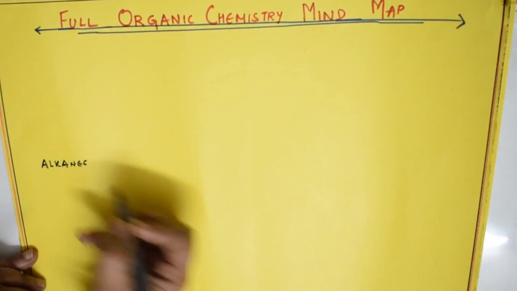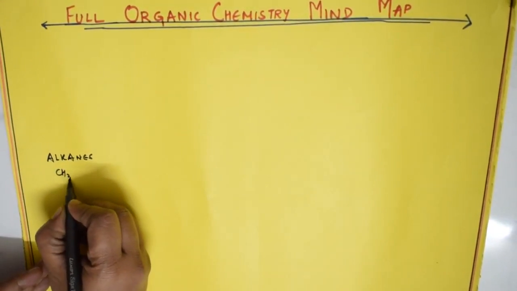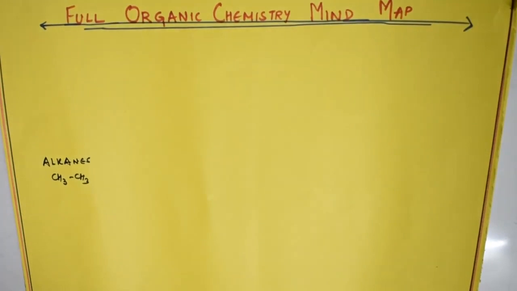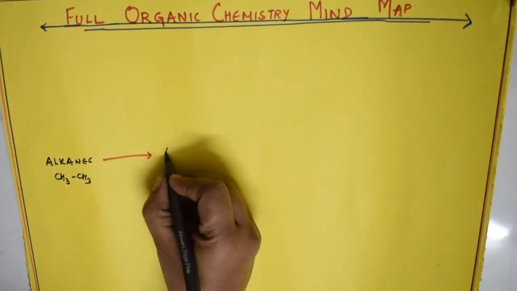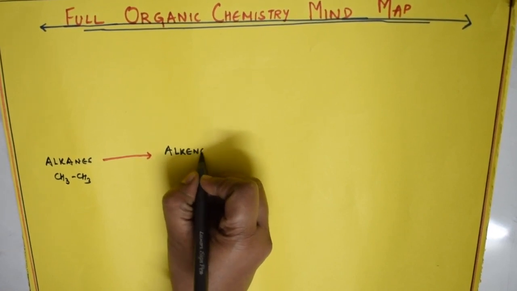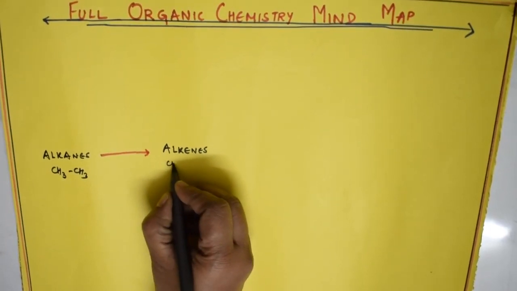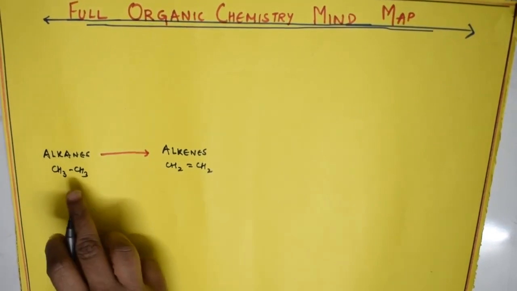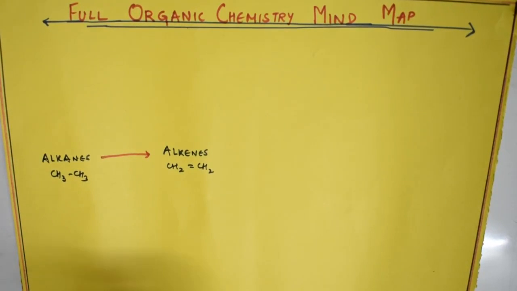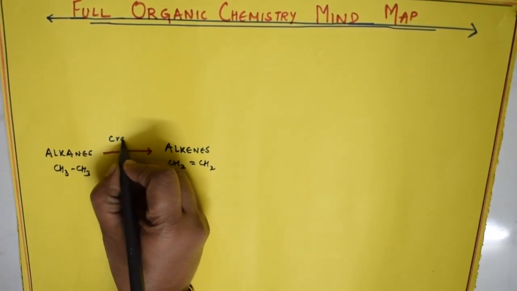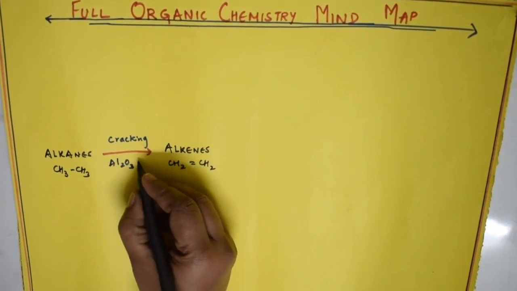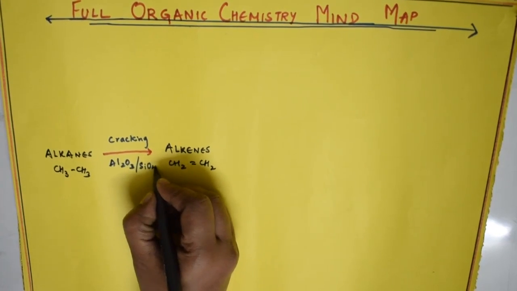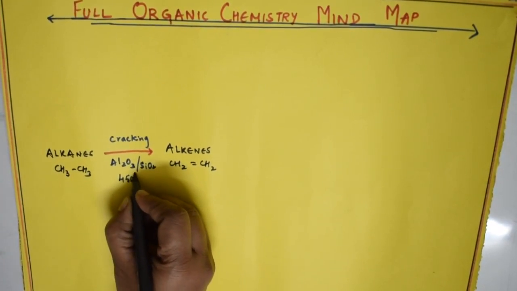Alkanes are there. Let me take an example of ethane. So this is your ethane. First step, suppose I have to convert alkanes to alkenes. The alkene which I'm going to form is ethene. So this is ethane, this is ethene. Here I can use a process called cracking with aluminium oxide and SiO2 also. At 450 degrees centigrade I can use this and convert it.